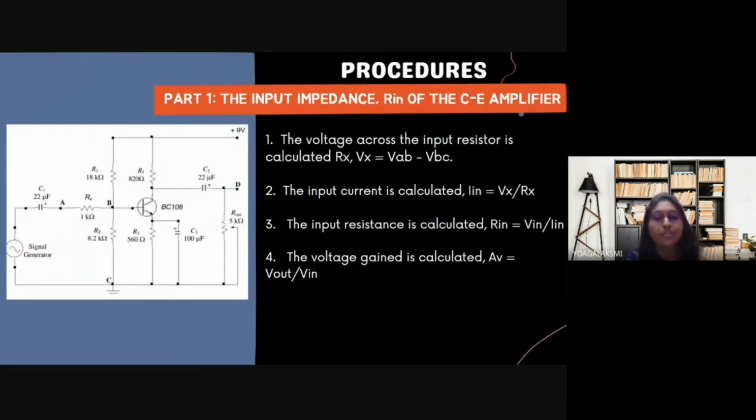Next, for the procedure, we have 5 parts in this experiment. For the first part, the input impedance Rin of the CE amplifier, we arranged all the equipment according to the figure in this picture, but we removed the Rout, which is the 5 kilo ohm resistor. Then we connected points A and B with a jumper wire. The frequency of the function generator was set to 1 kilohertz. Then we observed the output signal at points C and D using the oscilloscope, and reduced the amplitude to 70% of the distortion value. Then we recorded it as the output voltage Vout. Next, we disconnected the jumper wire and measured the voltage at point A and point B using the oscilloscope.